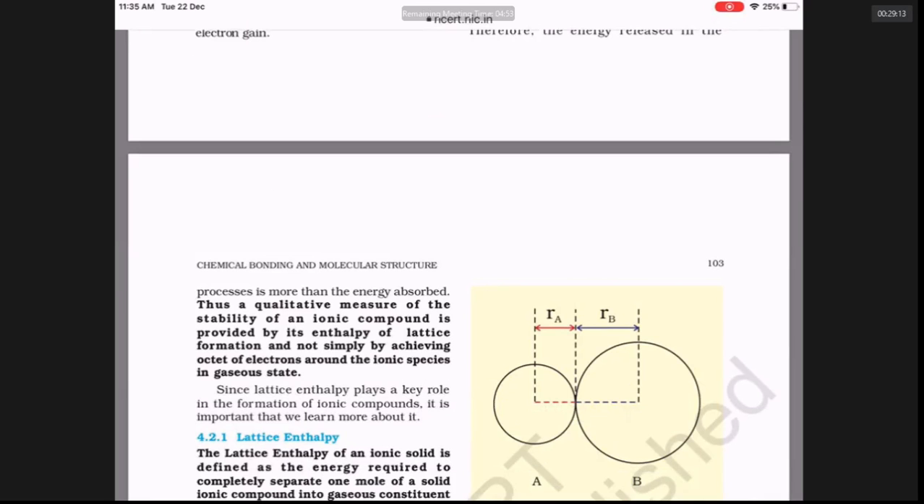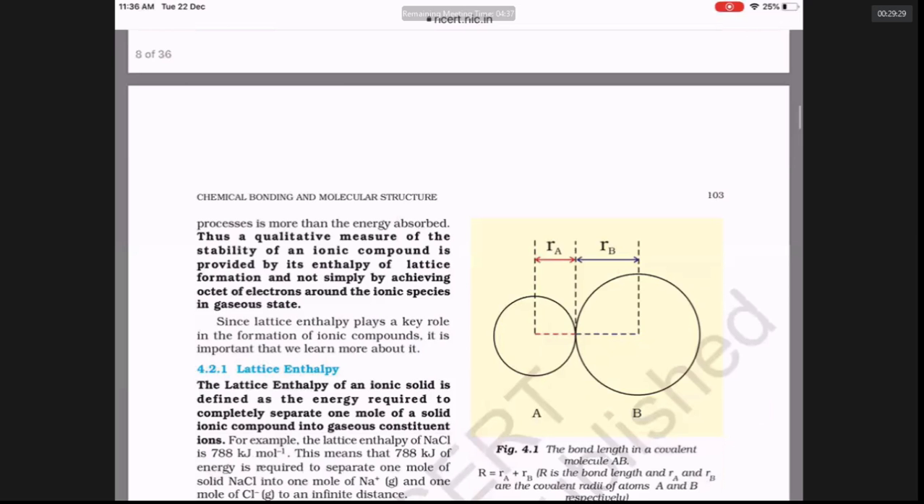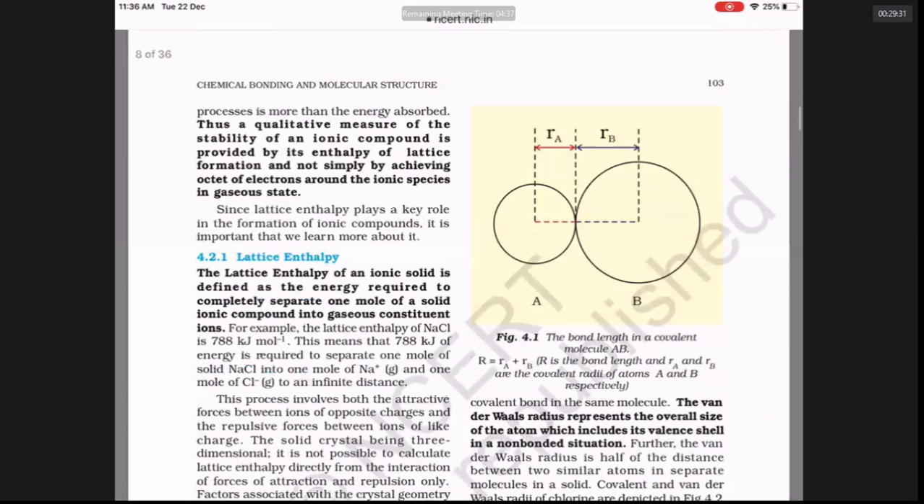If you are defining energy required to break, it is positive. If you are defining the energy released when gaseous ions are coming to make solid, it has negative sign. Always remember, lattice energy should have negative sign. It is the energy released. Here is a definition of lattice enthalpy.